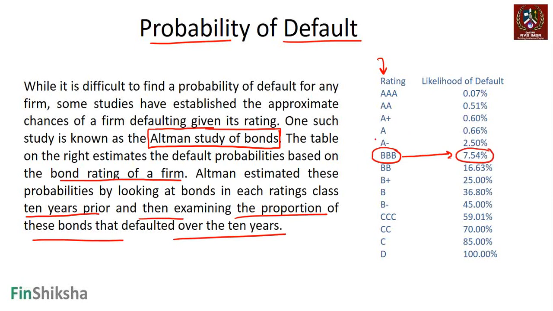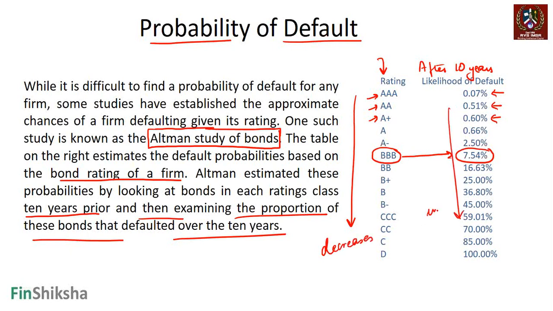Based on that, he created this table saying that for every particular rating, you create a bucket of firms and then look at what the chances of default are within the next 10 years. Obviously, as the rating decreases, the likelihood of default increases because your risk is increasing. As you see, when the rating goes below BB and B, the numbers start increasing at a very fast clip.